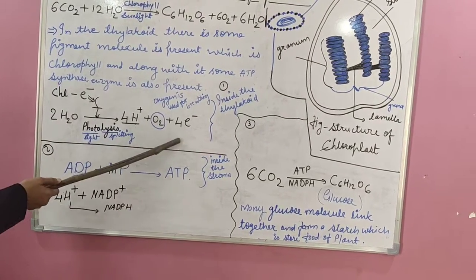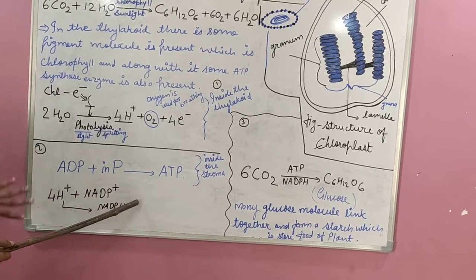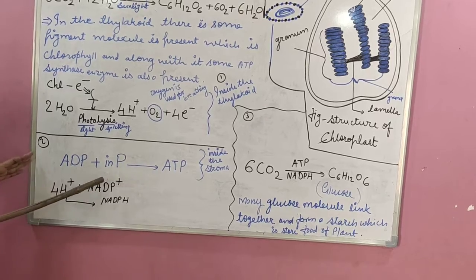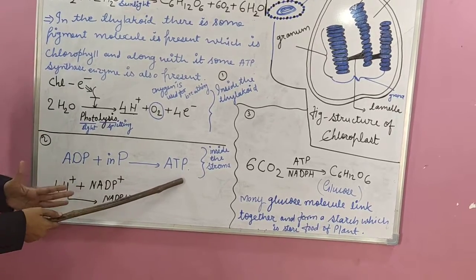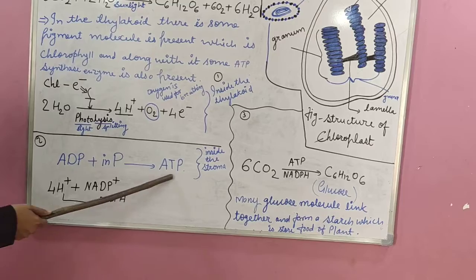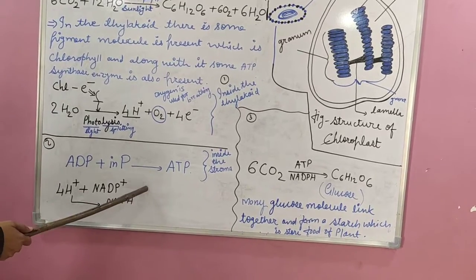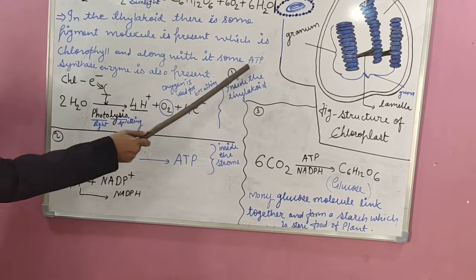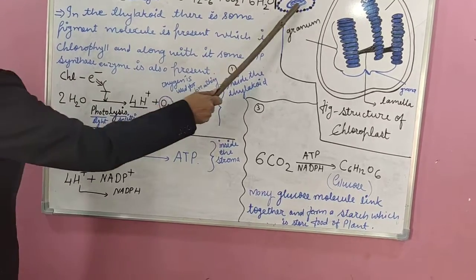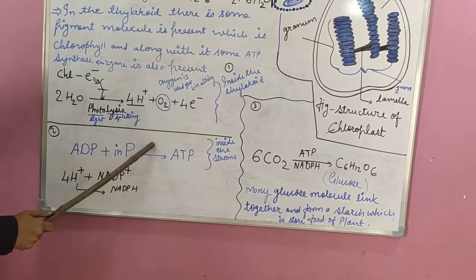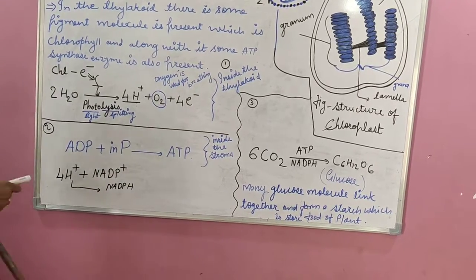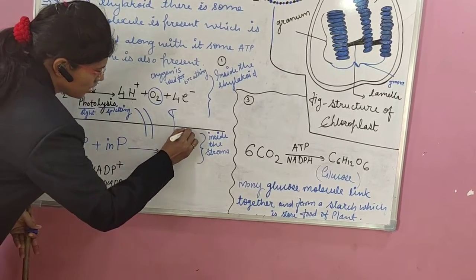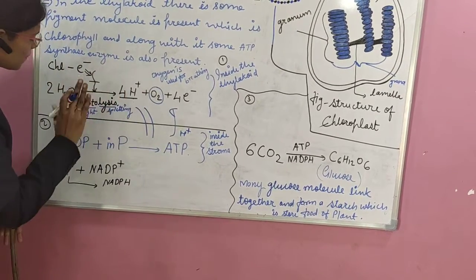Now this electron is used here for the photophosphorylation process. So here the next step is making the product, the ATP molecule. How is the ATP molecule formed here? As I have just taught you, students, along with the chlorophyll, the ATP synthase enzyme is present here along with the chlorophyll molecule.